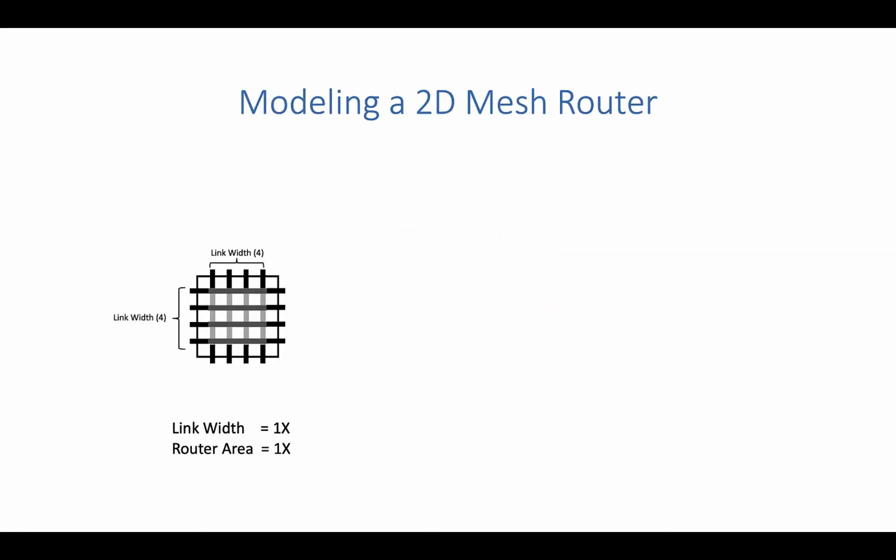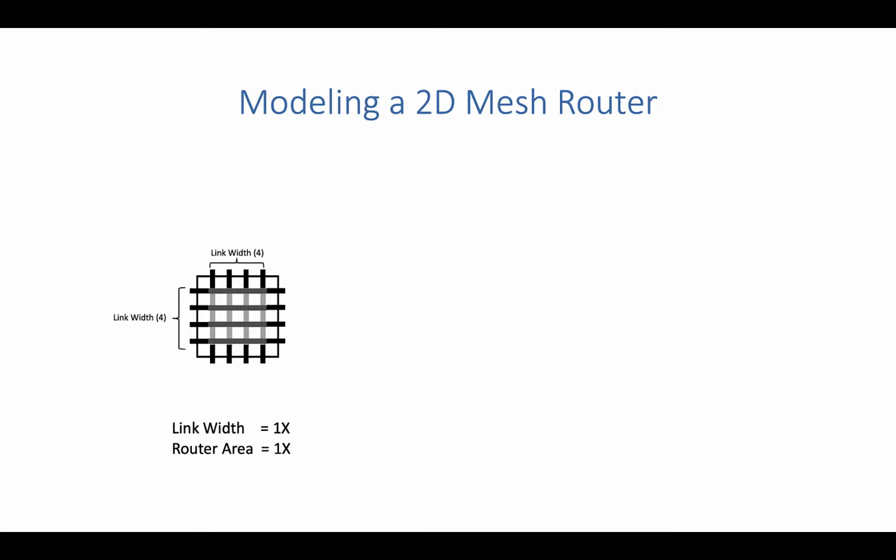I'd like to start my talk by analyzing a simple model of a 2D mesh router, as shown on the left-hand side of this slide. The router exists within a bounding box and has ports for each of the 4 cardinal directions: north, south, east, and west. Abstractly, routing wires must travel across the bounding box in the horizontal and vertical direction to connect the ports.